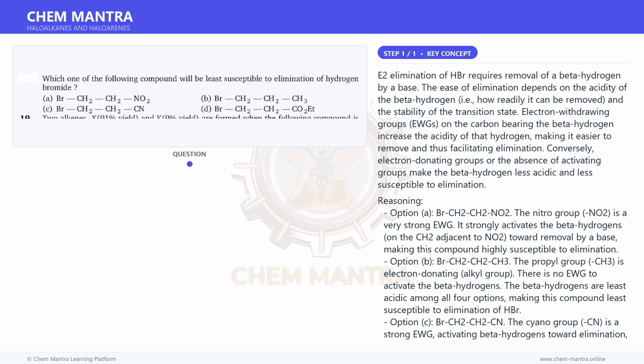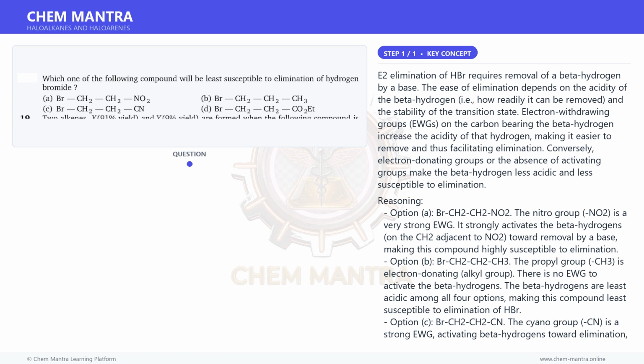Reasoning. Option A: Br CH2 CH2 NO2. The nitro group, NO2, is a very strong EWG. It strongly activates the beta hydrogens on the CH2 adjacent to NO2 toward removal by a base, making this compound highly susceptible to elimination.